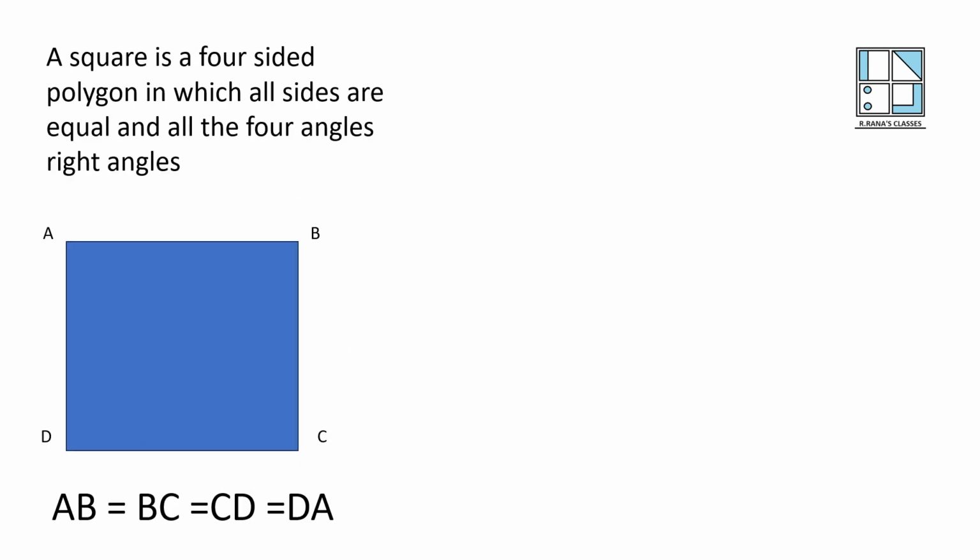A square is a four-sided polygon in which all sides are equal and all the four angles are right angles. That is, side AB is equal to BC is equal to CD is equal to DA, and angle A, angle B, angle C, and angle D are right angles.